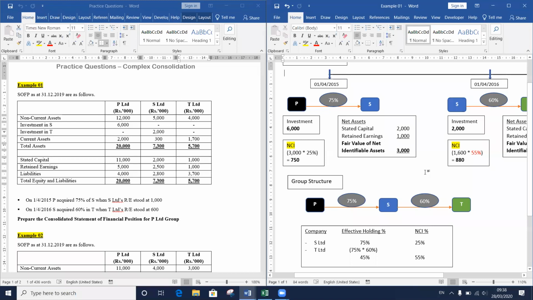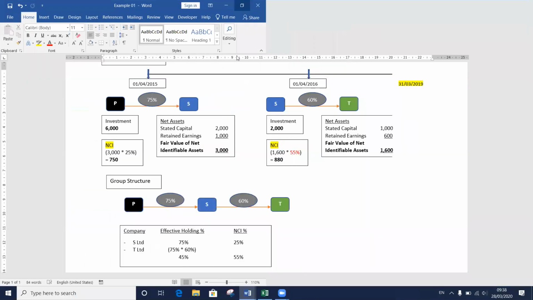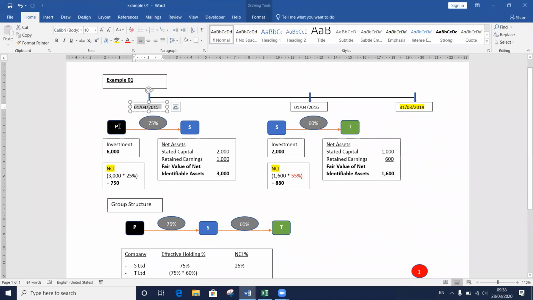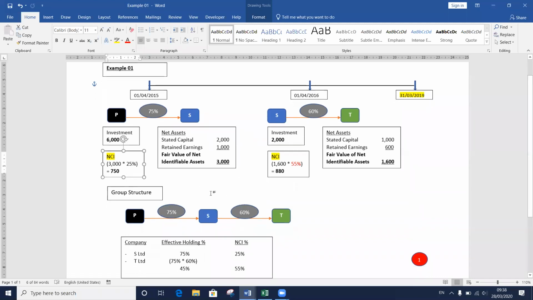This is very crucial and very important, drawing this time graph. Okay, clear? What we have done here is, transaction by transaction, we need to know on what day who has acquired whom, at which percentage, for what amount, and as at the acquisition date, what are the net assets of the acquiring company, right? And also the NCI value.